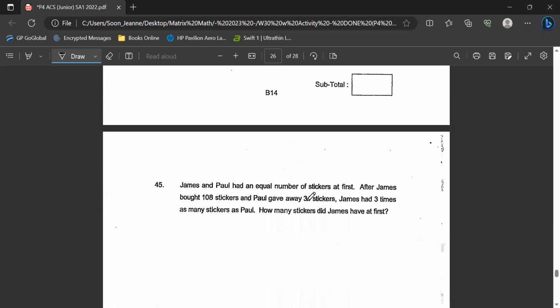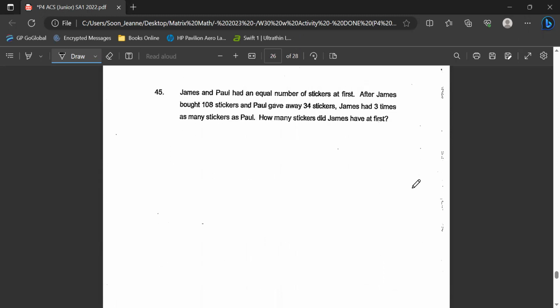Okay. Question 45, which is the last question. James and Paul had an equal number of stickers at first. After James bought 108 stickers and Paul gave away 34 stickers, James had 3 times as many stickers as Paul. How many stickers did James have at first? This is something that we've done recently.